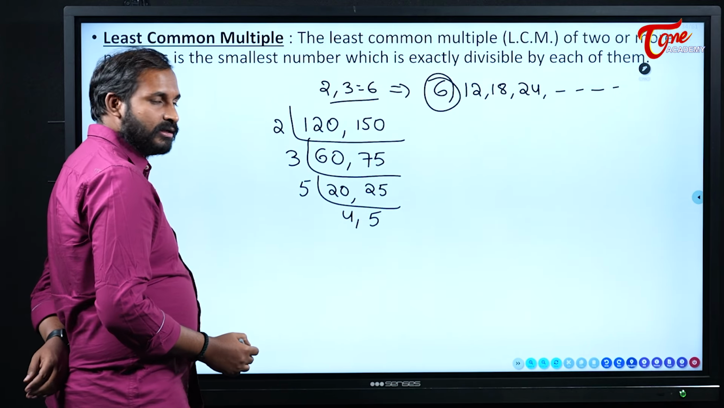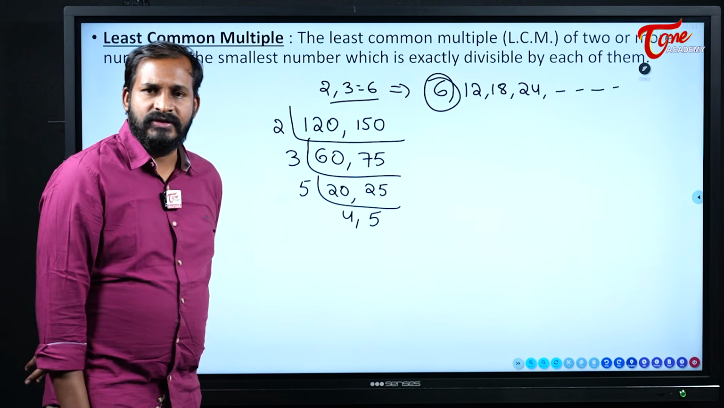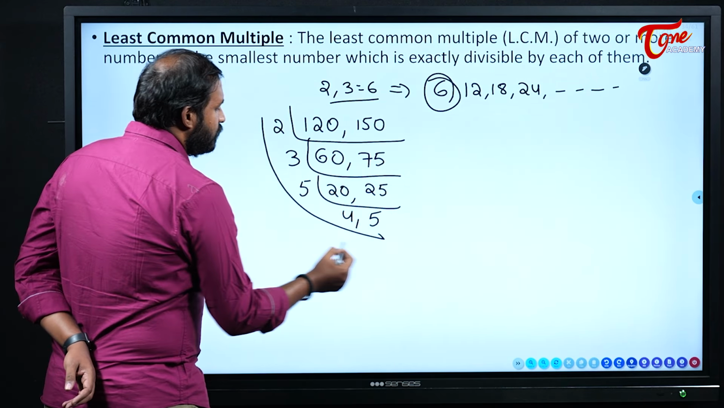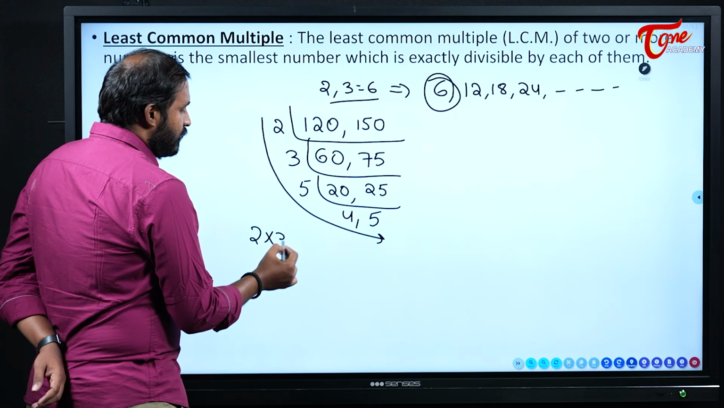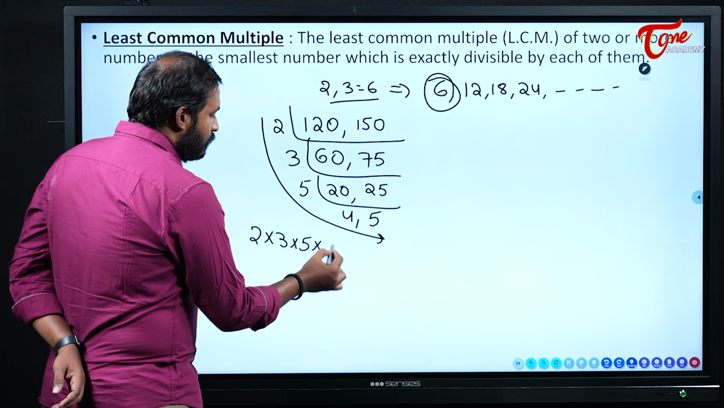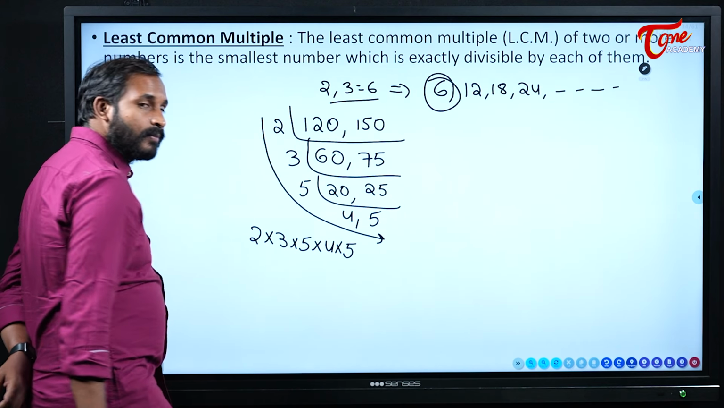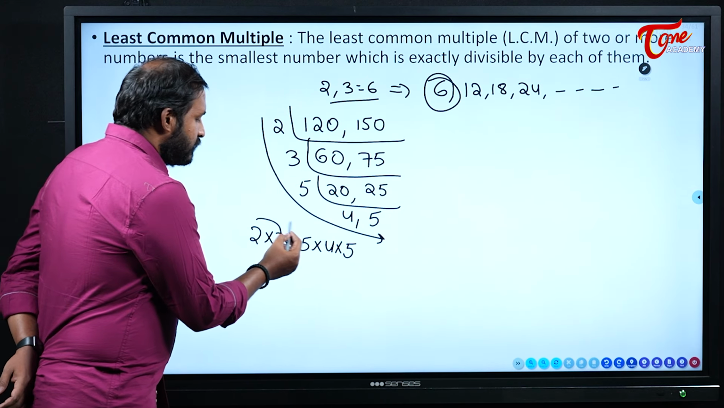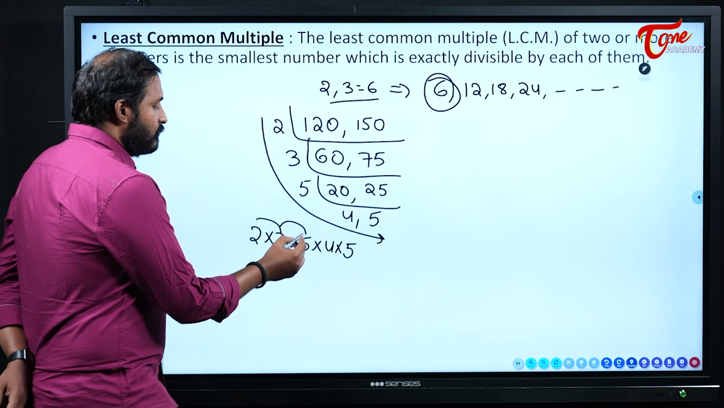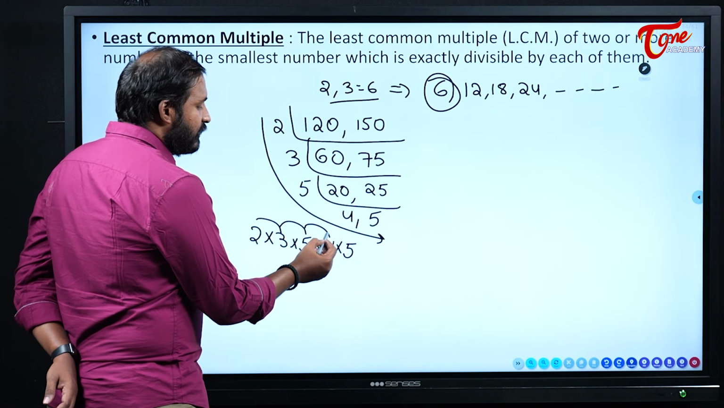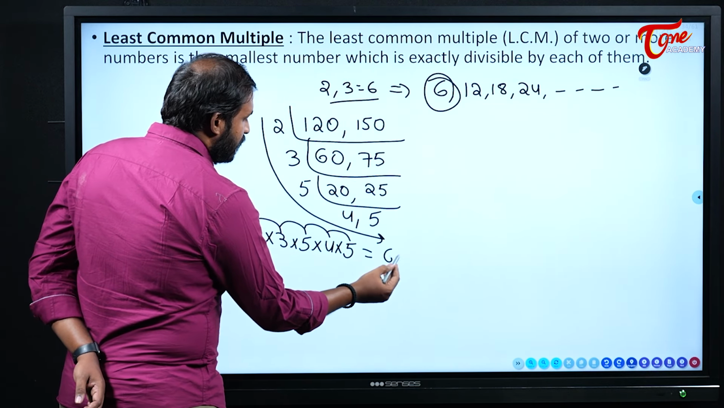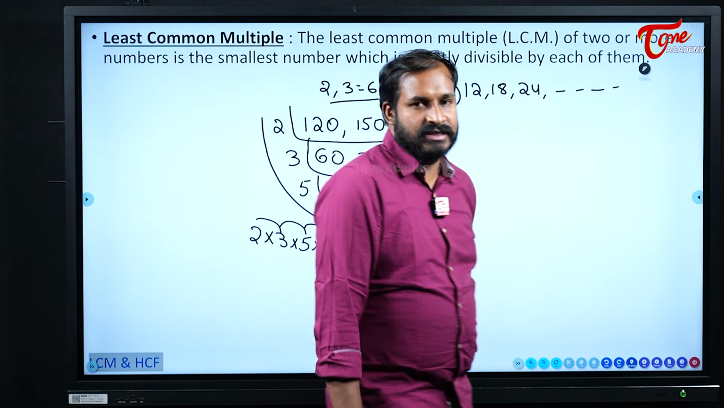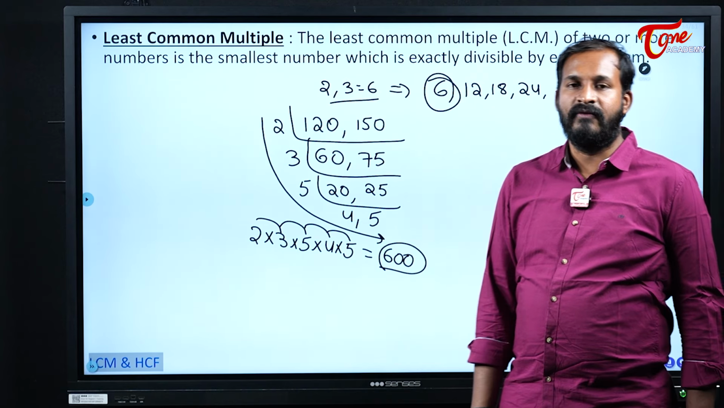Anyway, these two are a co-prime set, so we will stop our process here itself. So now the LCM of these numbers becomes 2 into 3 into 5 into 4 into 5. 2 3s are 6, 6 5s are 30, 30 4s are 120, 120 5s are 600. So the LCM of 120 and 150 is 600.